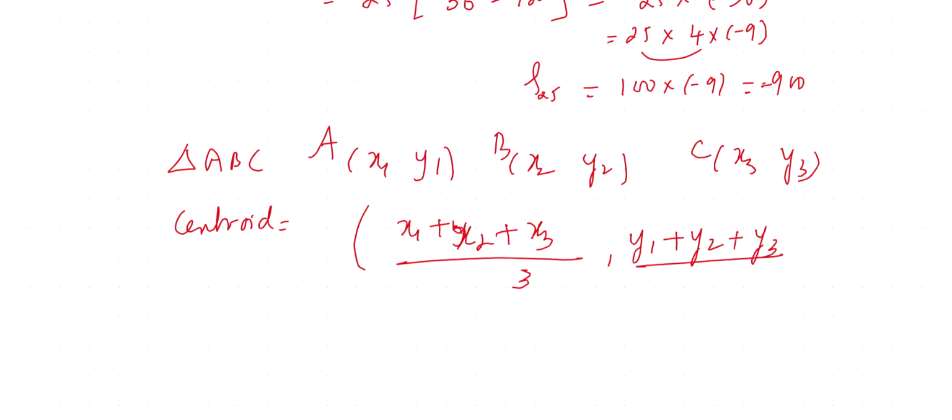Be careful, it's not the midpoint. Midpoint formula will be x1 plus x2 by 2, right? It's by 3 here. We're taking all 3 vertices. So add all the abscissa and divide by 3. It's nothing but the mean of the abscissa and the mean of the ordinates. Similarly, y1 plus y2 plus y3 by 3. So accordingly, when you simplify, you will get the value, and you have to report that.